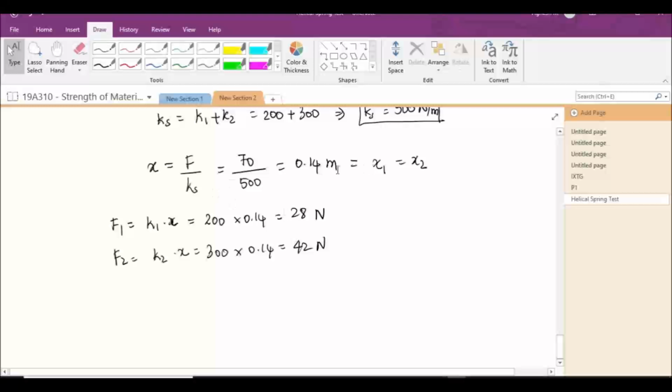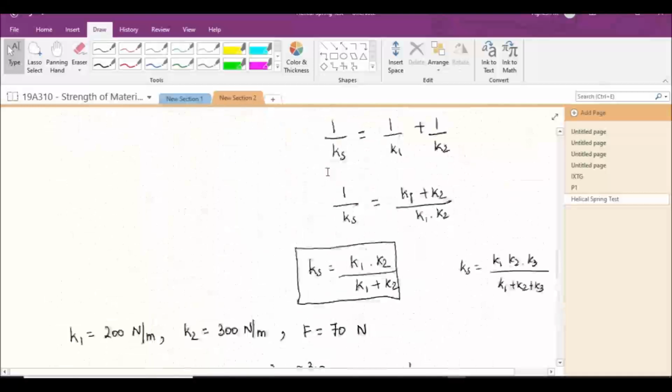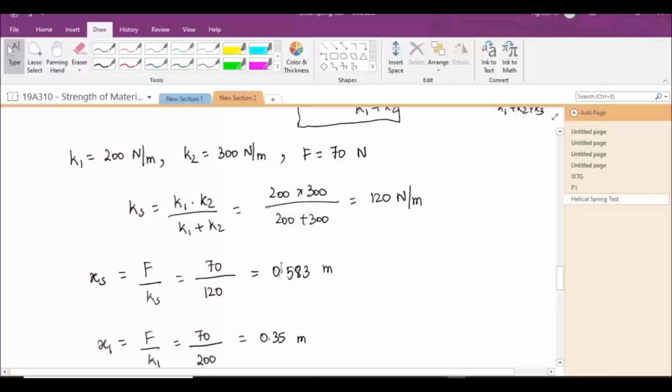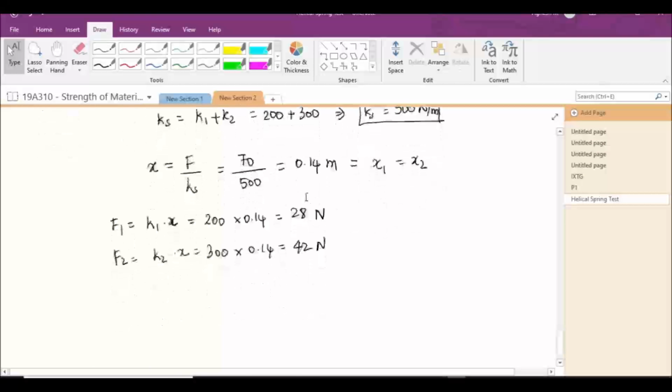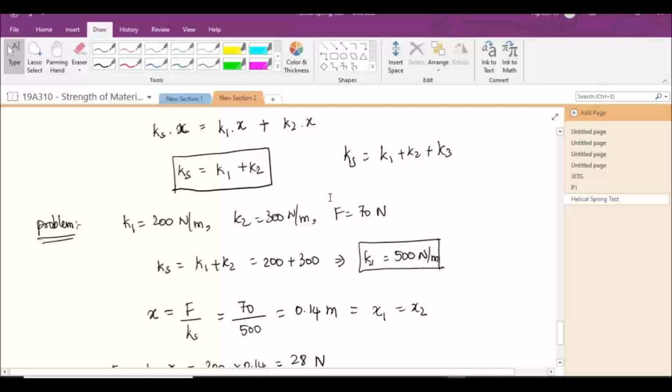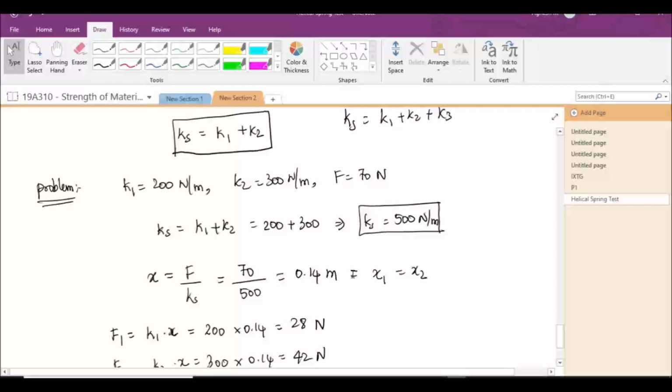Now, this x value is much less than in the previous condition, in which the same springs were used with the same amount of force. The only difference is that those were kept in series, and these are kept in parallel. There the total system displacement was 0.583 meters, and here it is only 0.14 meters. So whenever we have two springs in parallel, they have more stiffness and less displacement.